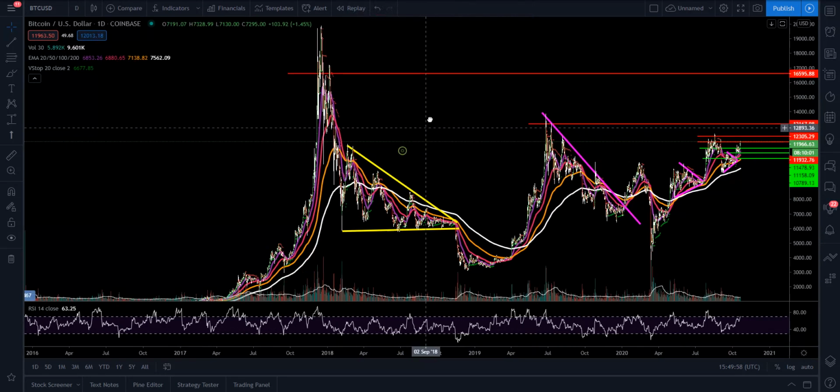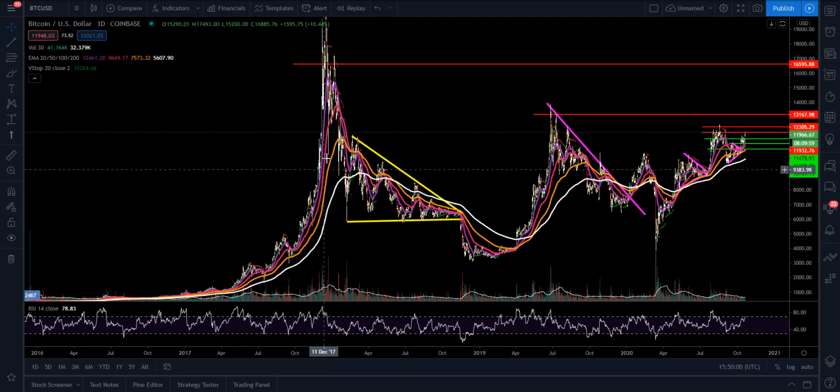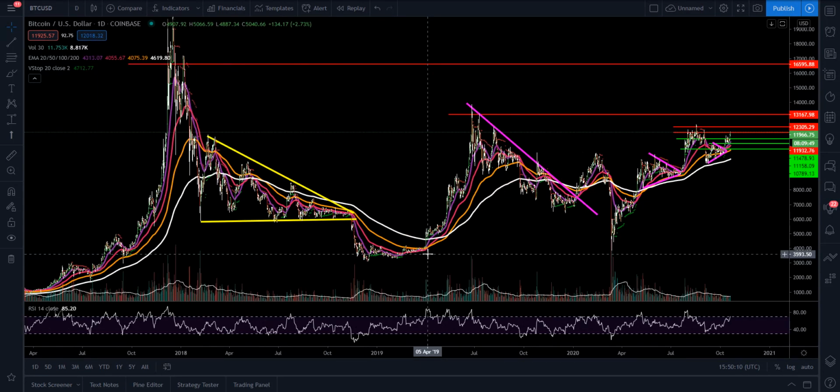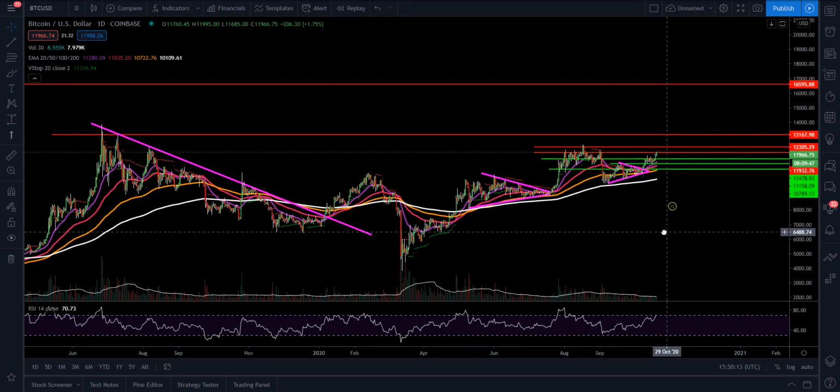Okay, if we go back here and look at the blow off top that we basically had, this was just a massive blow off top. We ended up going from $5,500 all the way up to that $20,000, and it happened very fast. So guys, when things move in this space, you have to be prepared and you have to be ready for them.